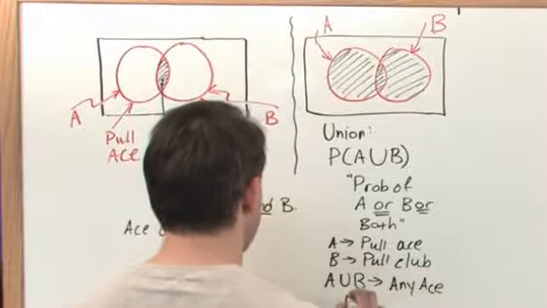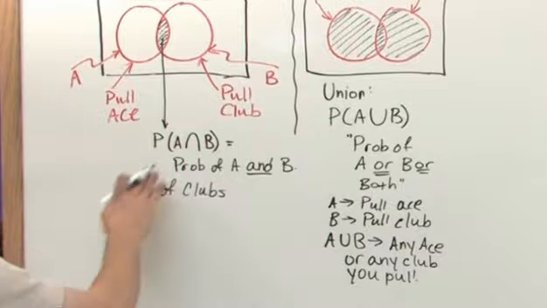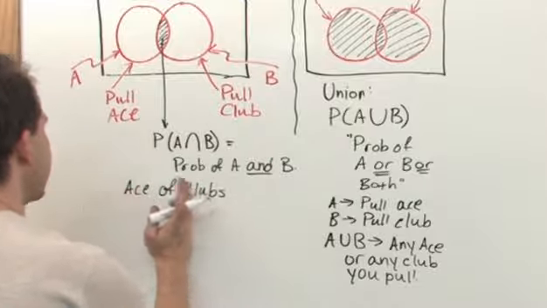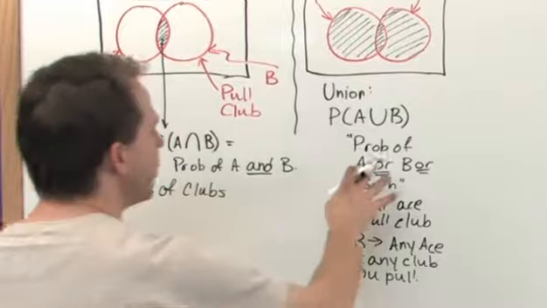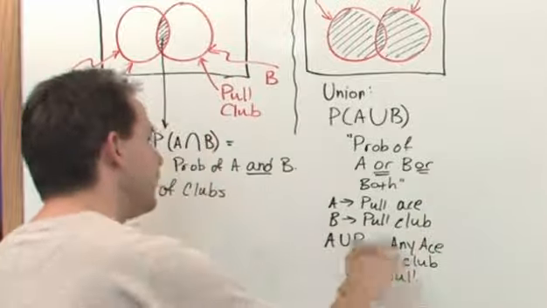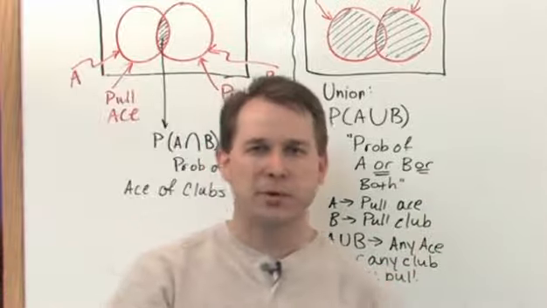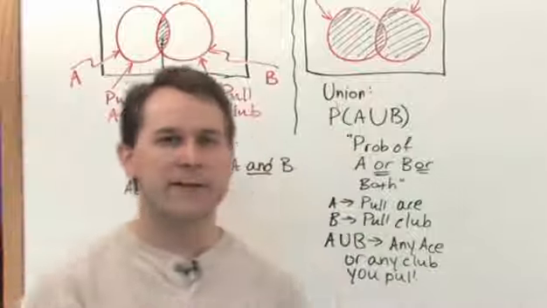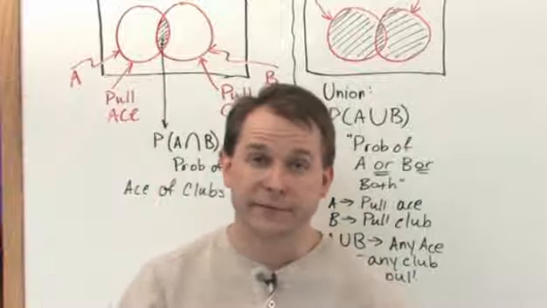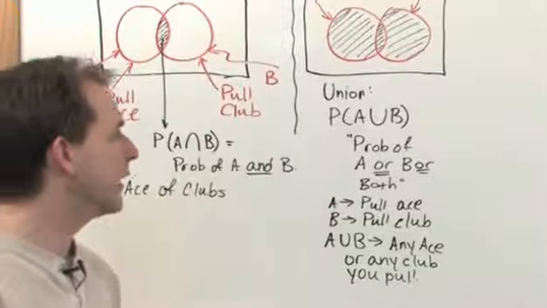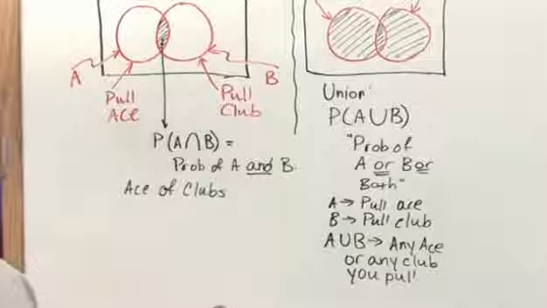So contrast that back over here. If it was A and B, in my single pull, the only way I get a success is if it's an ace and it's a club, so it has to be the ace of clubs. Over here, because it's or, I pull an ace or I pull a club, and either one of those is a success. So if I pull an ace of spades, it's a success because A or B. If I pull a 7 of clubs, it's still a success because I pulled a club and I'm looking at A or B.